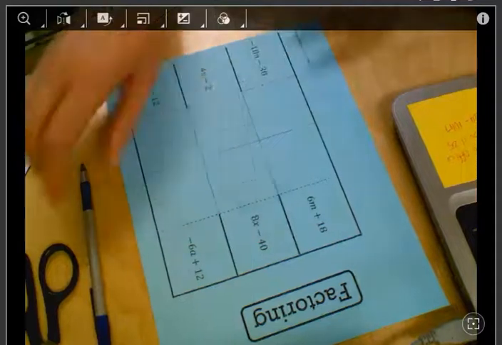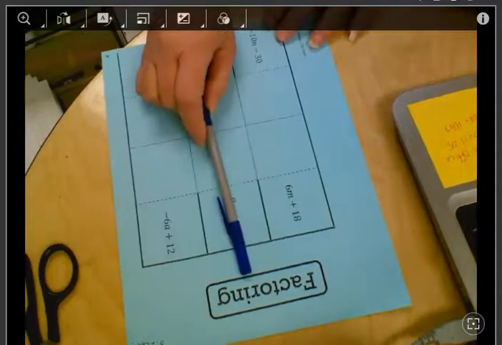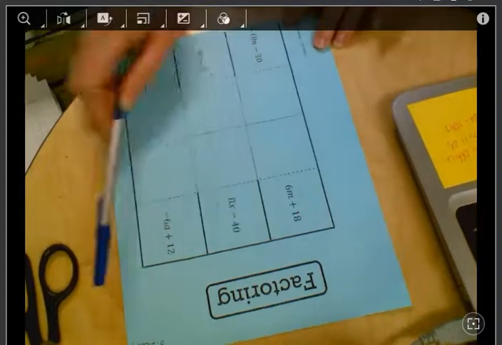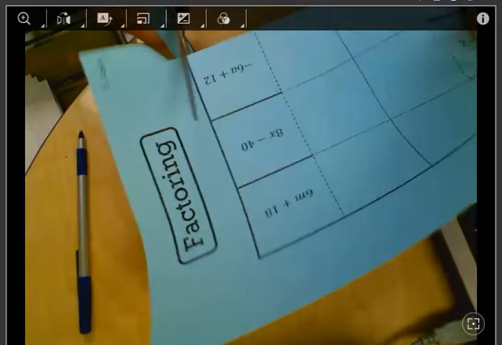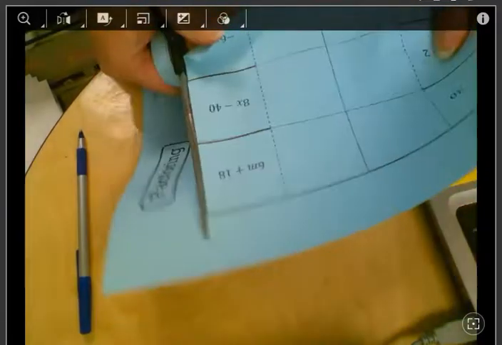Okay, now our next page is going to be on factoring, and this is basically the opposite of distributing. So you'll be able to see what that means in just a moment. So what I want you to do again is cut on the bold and fold on the dotted. So I will do that kind of quickly. You'll notice it's just the opposite of what we did the other day.